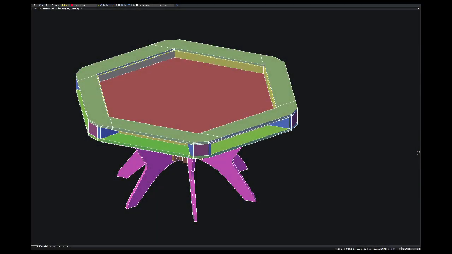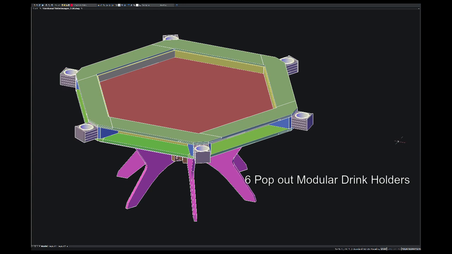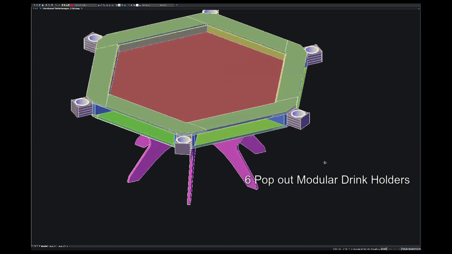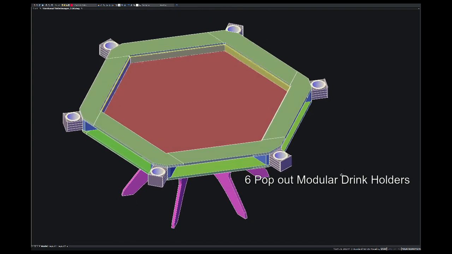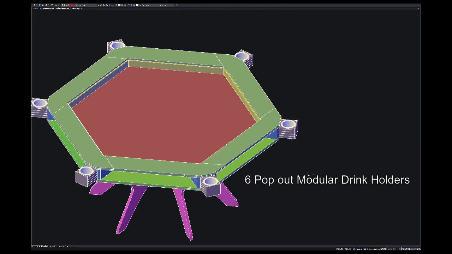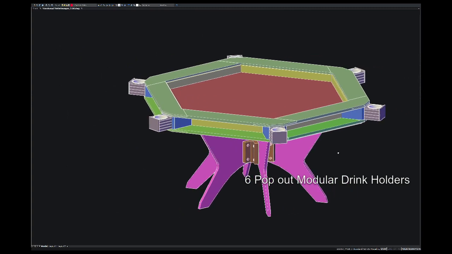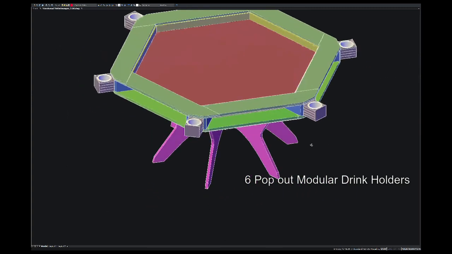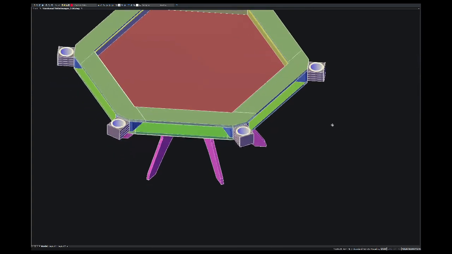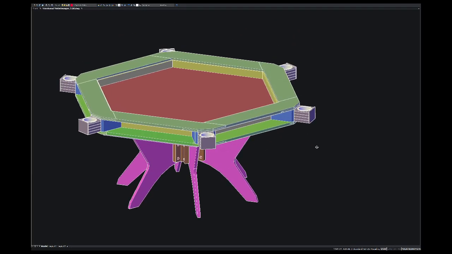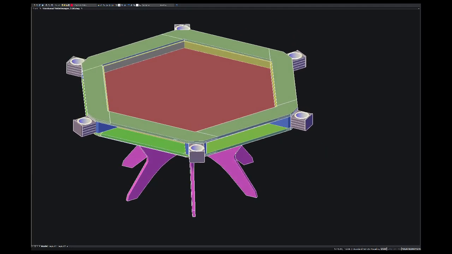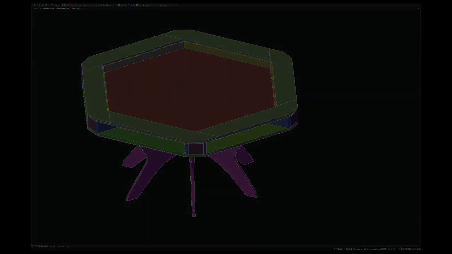Since 6 people can sit comfortably around the table, there are 6 pop-out modular drink holders. These are located at the corners of the hexagon between each player, so each player will have access to their own drink holder. These drink holders are spring-loaded, so they pop out when you push gently on the front faceplates. Since they extend away from the vault gaming area, the chances of spilling liquids on the game being played is greatly reduced versus drink holders that would be built into the top of the leaning ledges.